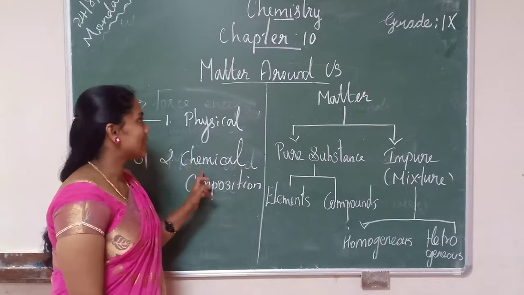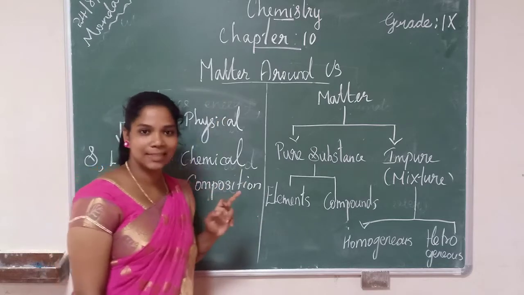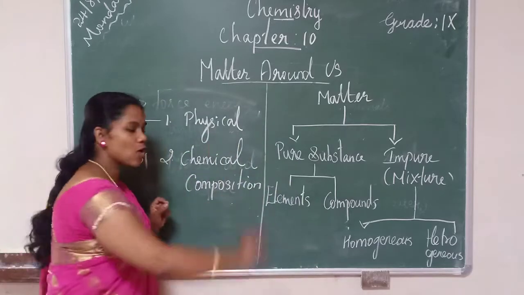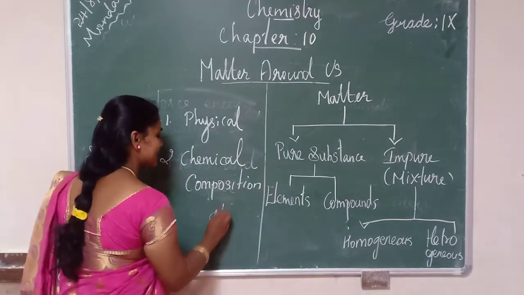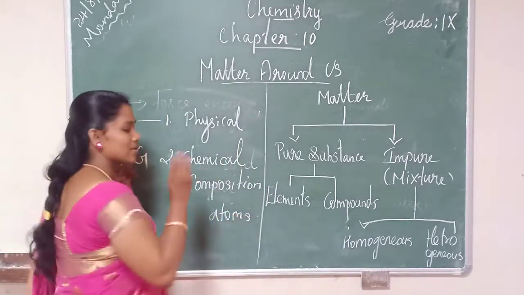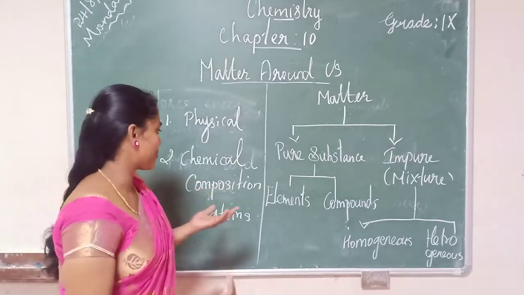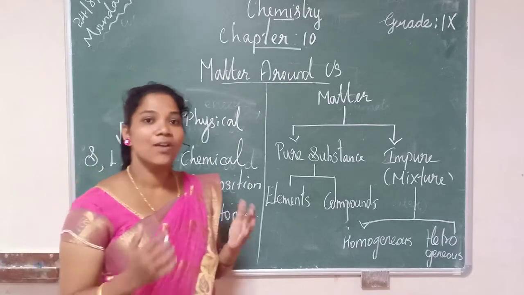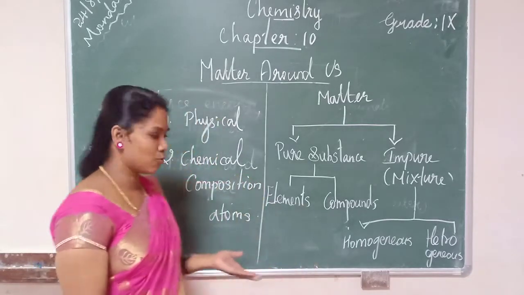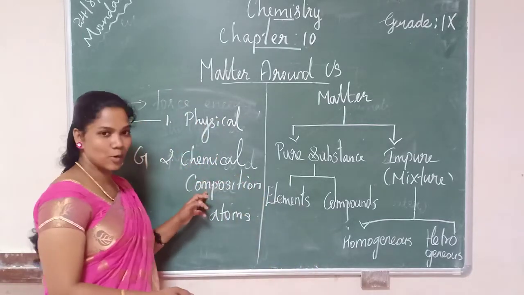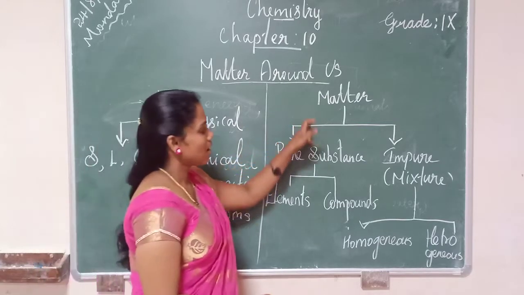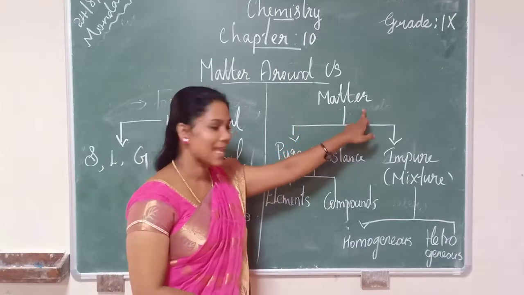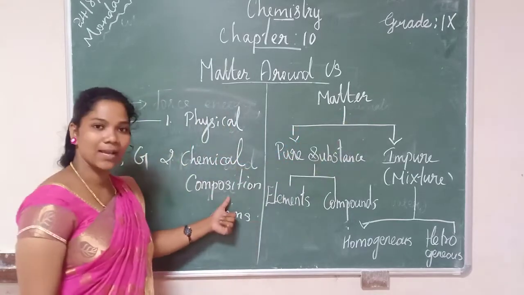Okay. We know that all the matter present in the universe is made up of the smallest particles called atoms. When these atoms interact with each other, we get different products, different types of chemical composition. So based on that, we are going to classify matter like this. So we are going to study how matter is classified based on chemical composition.